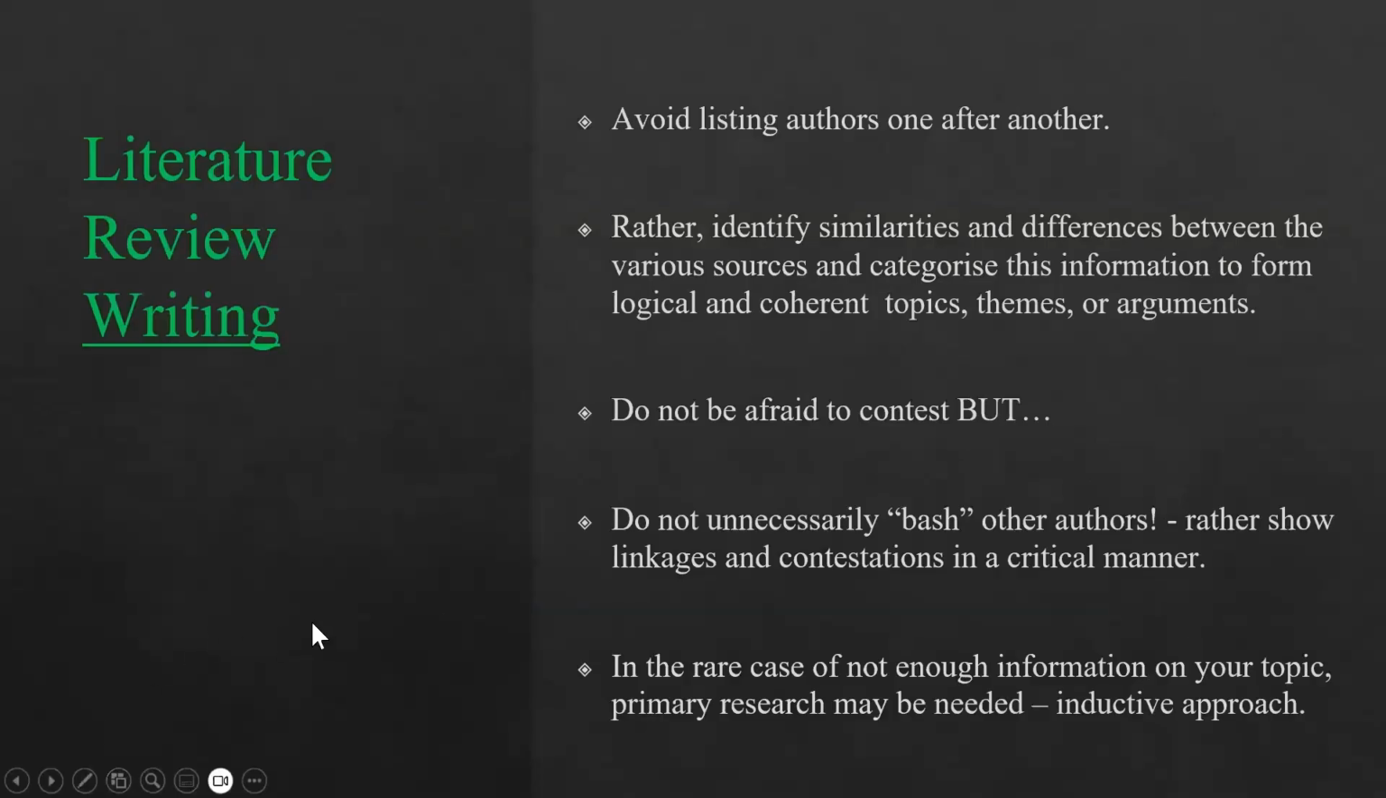So again, a point that we've discussed in quite detail: avoid listing authors one after another. And this thing I spoke about, which is, instead of listing authors, try to identify similarities or differences between the various sources, and then put these into themes that make logical and coherent arguments. So we move away from that laundry list of authors to now have paragraphs relating to a particular theme, and then the authors support those themes or even contest it. And don't be afraid to contest what these authors say.